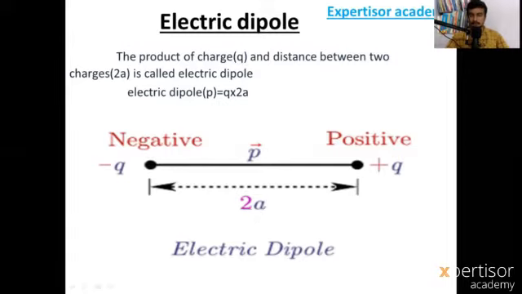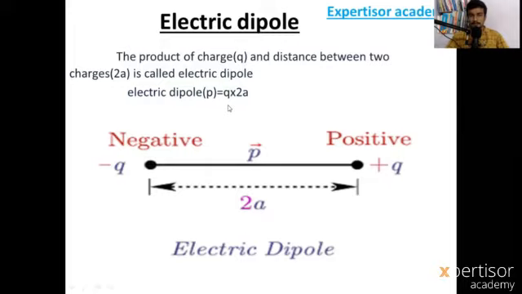So the electric dipole definition is the product of the magnitude of charge, either positive or negative, and the distance between these two charges, that is 2a. So this is the electric dipole definition and equation: Q into 2a.